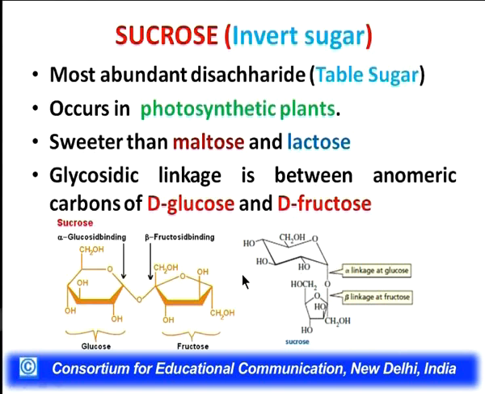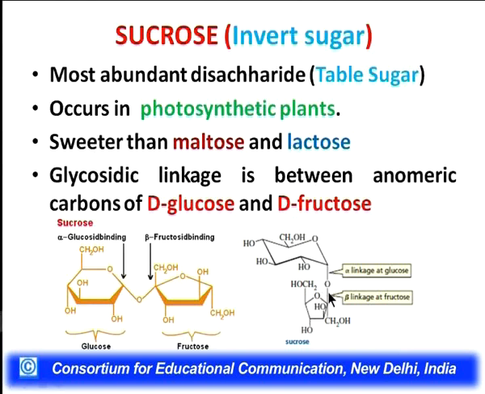Now let us look into the structure here. So this is the alpha, because in this case the OH here is on the opposite side of CH2OH. So the configuration around this anomeric carbon, which is the anomeric carbon of glucose, is alpha. And when we talk of the fructose moiety, in this case CH2OH and the OH are on the same side. Since they are on the same side, the configuration here will be beta.